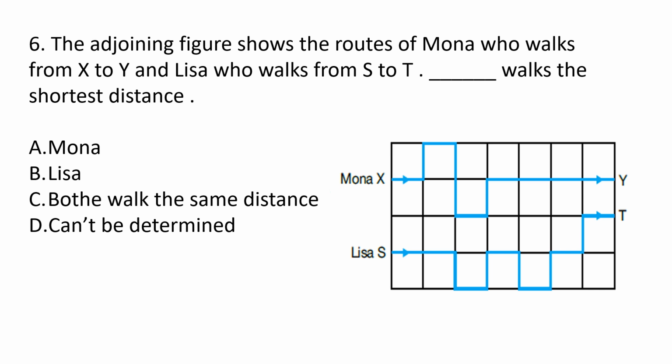Question number 6. The adjoining figure shows the routes of Mona, who walks from X to Y, and Lisa, who walks from S to T. Who walks the shortest distance? Let's count. Mona walks 1, 2, 3, 4, 5, 6, 7, 8, 9, 10, 11. Mona's boxes are 11 and Lisa's 1, 2, 3, 4, 5, 6, 7, 8, 9, 10, 11, 12. Lisa walks 12 steps.